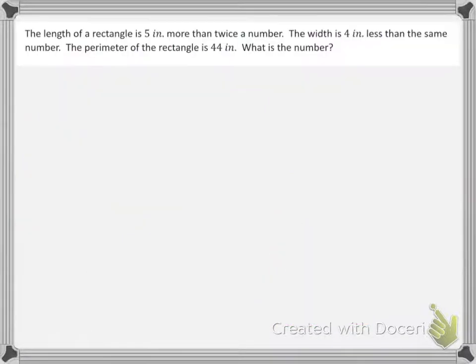All right? Third one, the length of a rectangle is 5 inches more than twice a number. Well, the length is equal to twice a number plus 5 inches more. There we go, 5 inches more. The width is 4 less than the same number, so the width is 4 less than x, so x minus 4. And then they told us that the perimeter is 44.